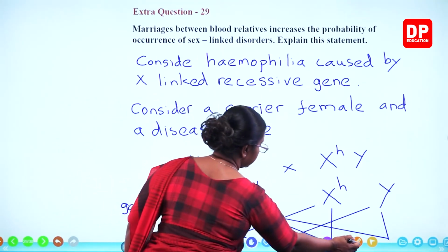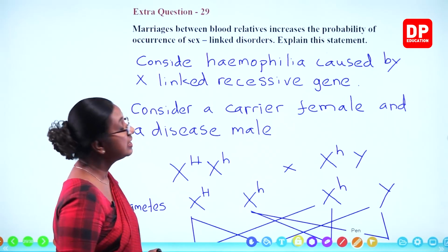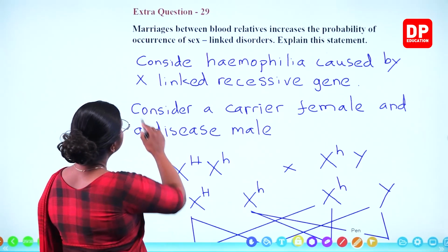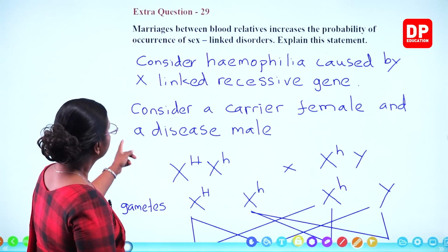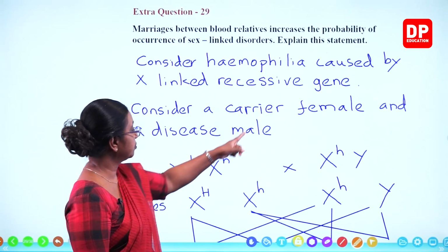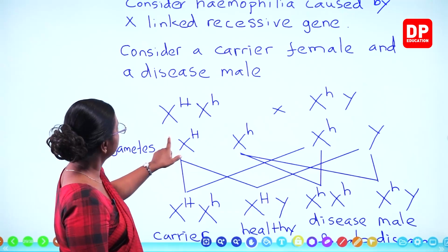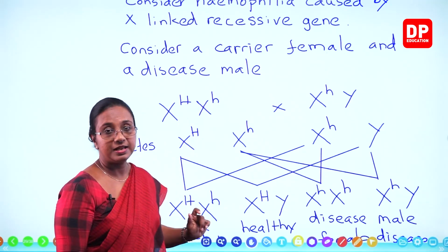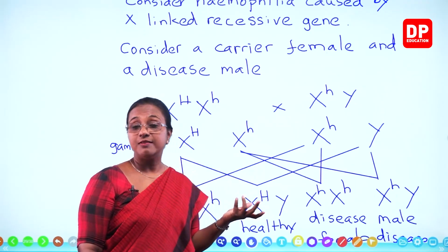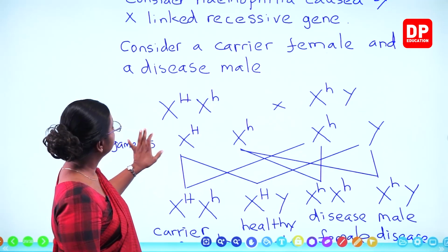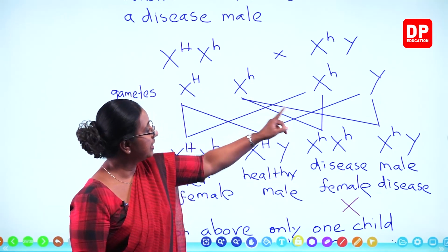So here, marriages between blood relatives increases the probability of occurrence of sex-linked disorders. Explain the statement. Consider hemophilia caused by X-linked recessive gene. Consider a carrier female and a disease male. So both of them have that recessive gene. Then here you can see the carrier female, capital H, simple h in both X chromosomes. Here X is simple h, Y does not have that gene. This is father. Then gametes, you can see XH, X simple h and Y.